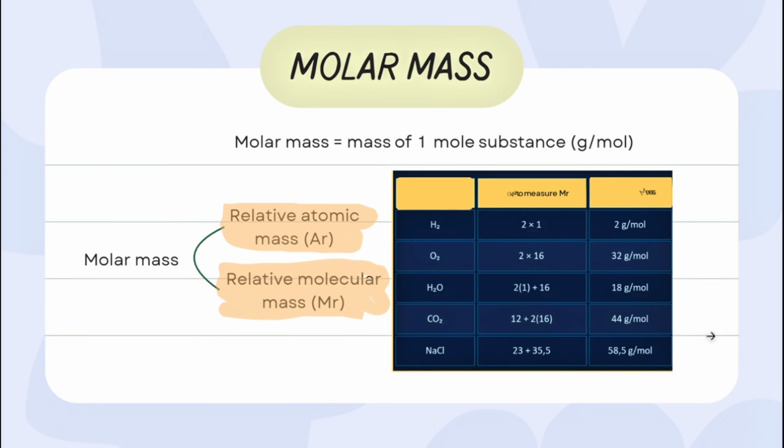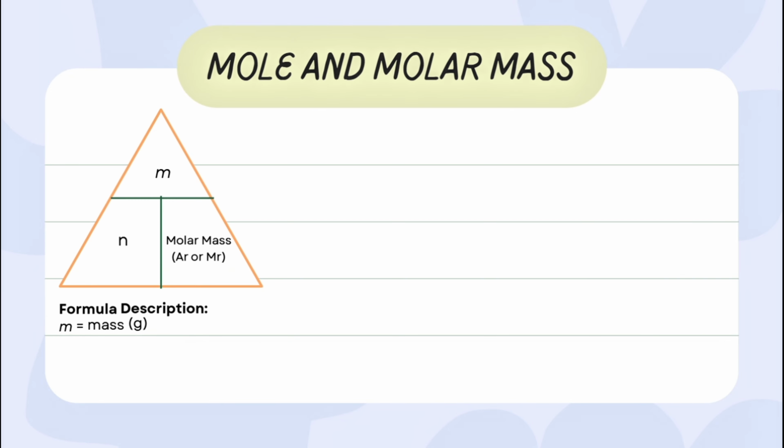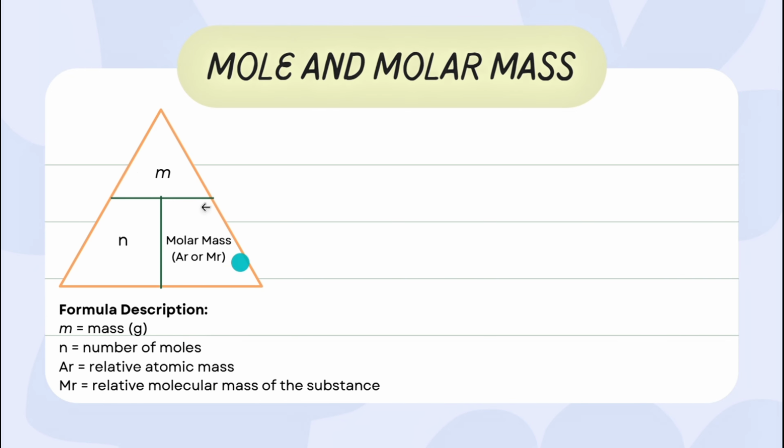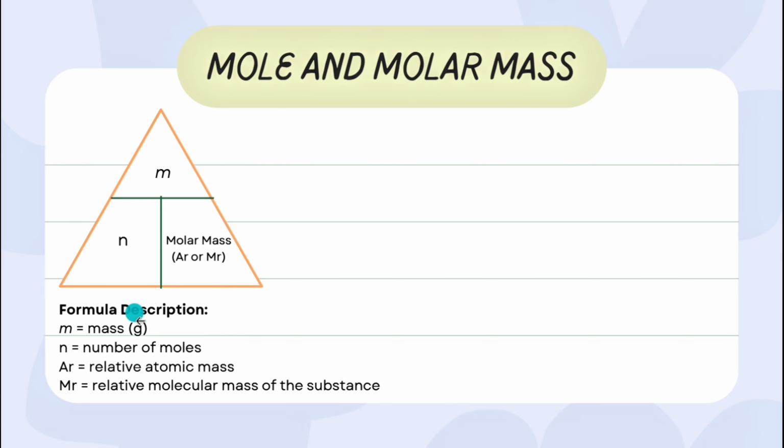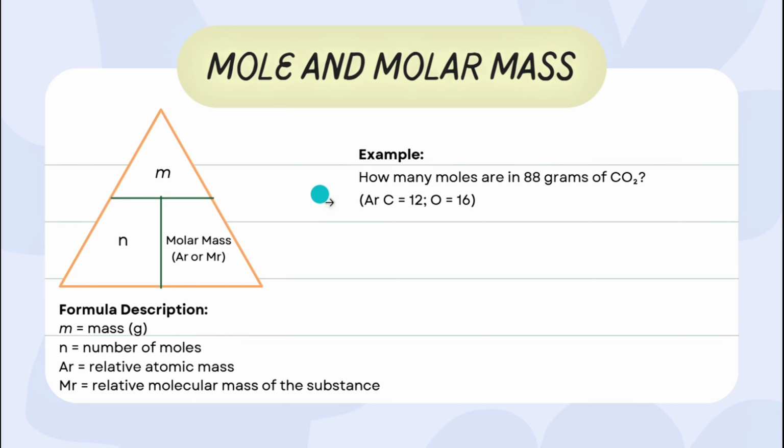And the relationship of mole and molar mass can be described by a magic triangle with three variables: m for mass, and the unit is gram, n the number of moles, and Ar or Mr, the molar mass, the unit is gram per mole. For example, how many moles are in 88 grams of carbon dioxide, with the Ar of carbon 12 and oxygen 16.